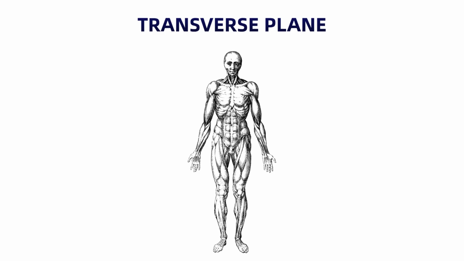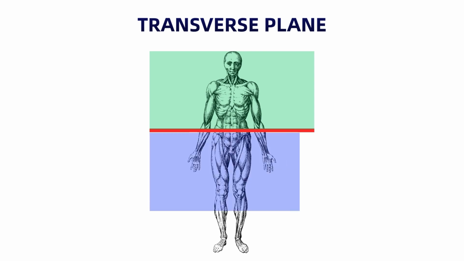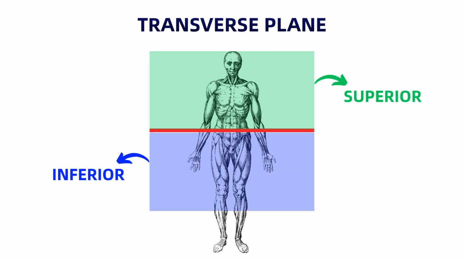Now let's talk about the transverse plane. Imagine a flat horizontal line cutting across your body like a belt wrapped around your waist. This line divides your body into an upper part and the lower part. The upper part is called superior and the lower part is called inferior. That's the transverse plane. It is also called horizontal plane. It's like slicing the body into top and bottom half.